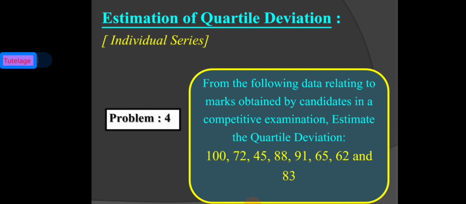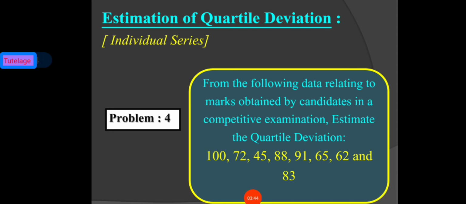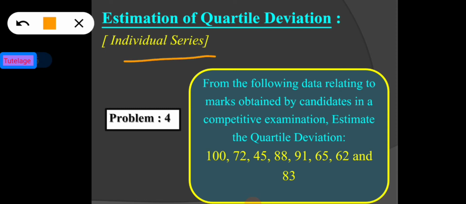Here we can see the first problem of the quartile deviation, which is in an individual series. There are three types of series: individual series, discrete series and continuous series. At first we have to discuss the individual series problem. So, problem number 4.